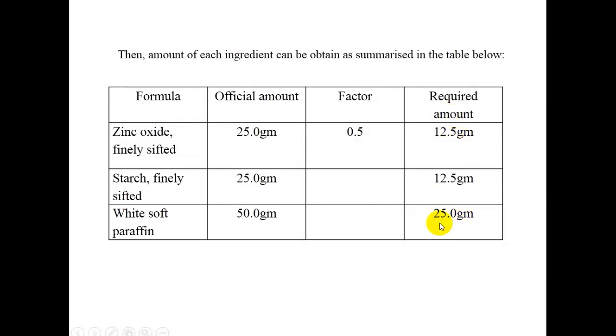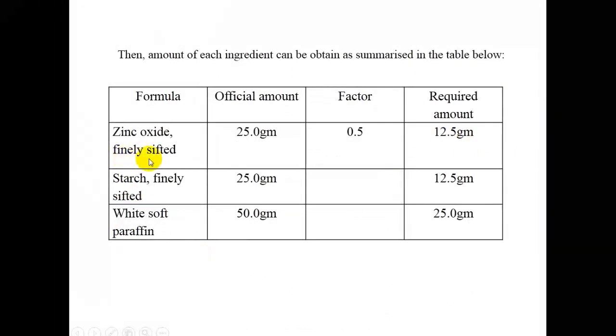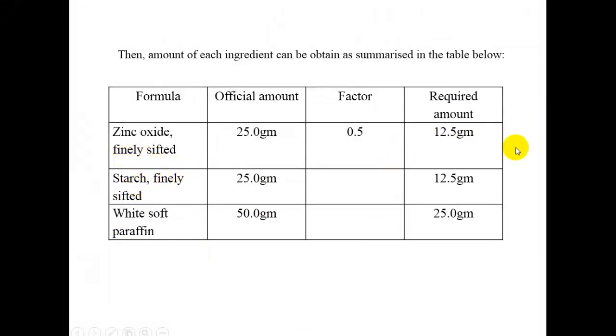Kwa hizi ndio tutazipima. Baada ya kuandika hiyo unaandika new formula sasa, ambayo utakuja kuandika kwamba itakuwa zinc oxide ferrous sifted 12.5 gram, starch ferrous sifted 12.5 gram, white soft paraffin ni 25 gram. Sasa hizi hapa ndio tutatumika kufanyaje? Kuzipima. Na inatakiwa tu katika method of preparation lazima tuonyeshe zile procedure kule mwanzo, lazima uonyeshe.